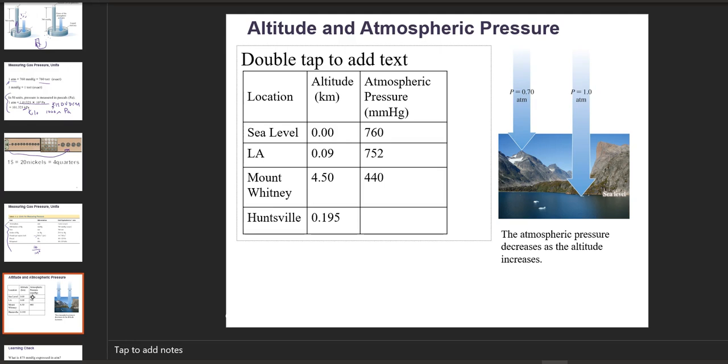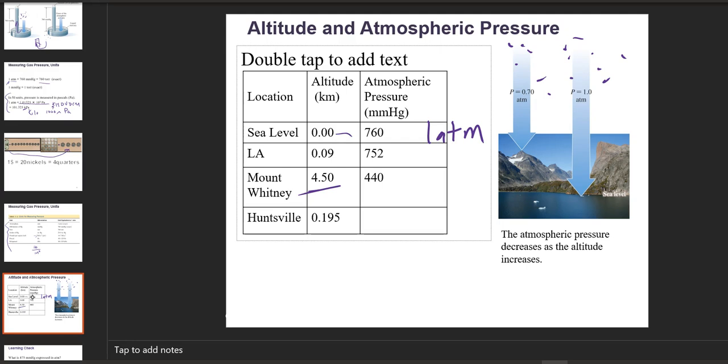Altitude affects atmospheric pressure. At sea level, which is 0 kilometers, atmospheric pressure would be 760 millimeters of mercury, or 1 atmosphere. In Los Angeles, the altitude is 0.09 kilometers, and the atmospheric pressure, as you can see, didn't change very much. But when you go up high, 4.5 kilometers, the atmospheric pressure decreases to 440. And the reason why, from the videos before, is you have fewer particles over you. Pretend you're the container. You have fewer particles putting that force on you.